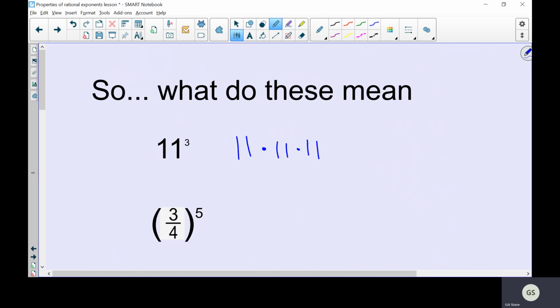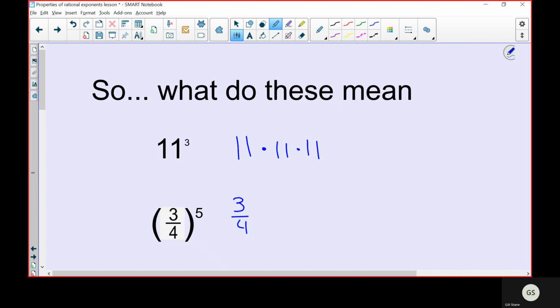So what's the second one mean then? A quarter, a quarter, a quarter, a quarter. 3/4, 3/4, 3/4, 3/4, 3/4. There we go. So we take everything in parentheses, 3/4, always times itself. And in this case, we have a 5 for the exponent, so we're doing it 5 times. That's what it means.